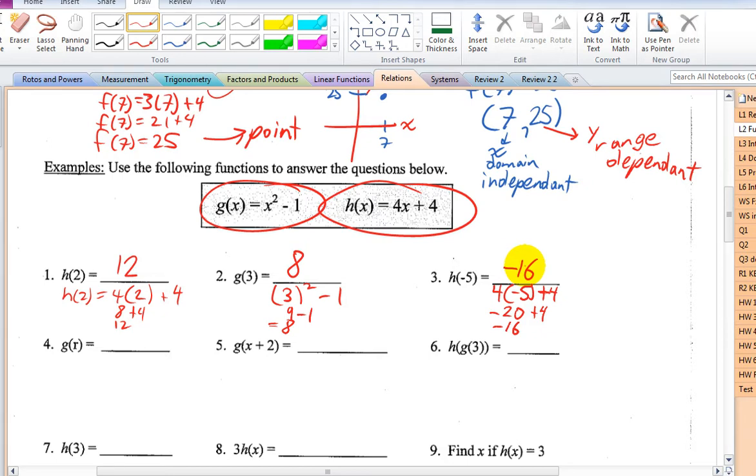What does x have to become? It has to become a letter R. Ooh, so hard. Not at all, right? You just change the letter around. So the answer is r squared minus 1. Now we get to have some fun. So instead of x squared minus 1, it becomes bracket x plus 2 squared minus 1.